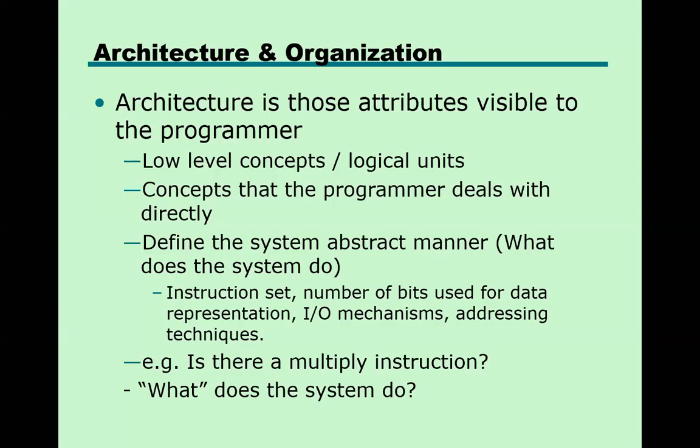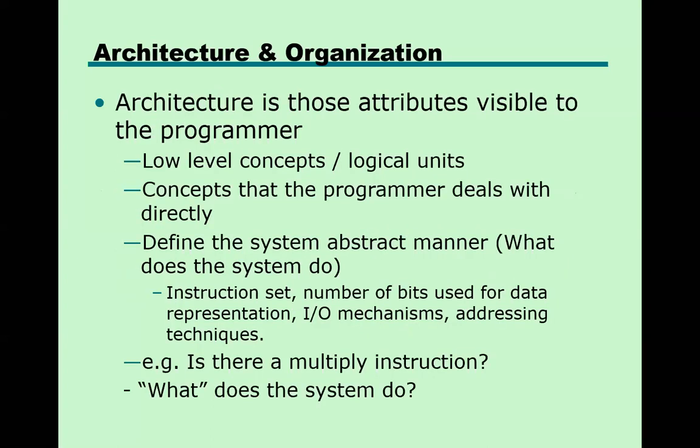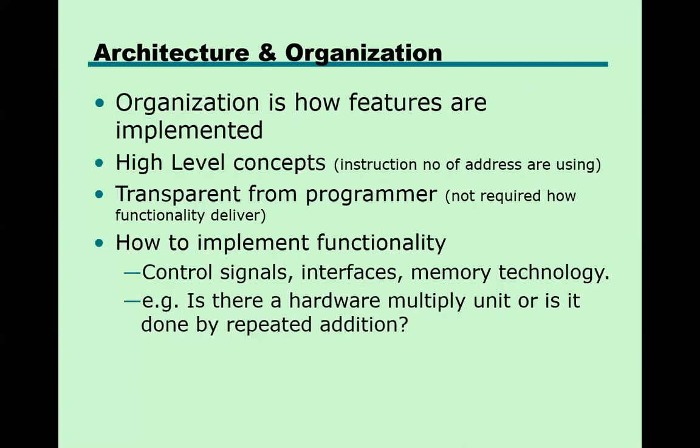For example, suppose you want to multiply, the programmer knows what instructions are available. So what does the system do? All these things come under the architecture. Simply in this way you can understand. And organization means how. Like in the architecture we have seen, suppose you want to do multiplication, then what instructions are available? So this is architecture. What does the system do? Yes, it does the multiplication. The programmer knows what the instructions are.